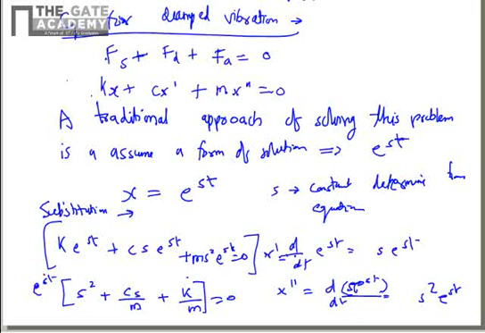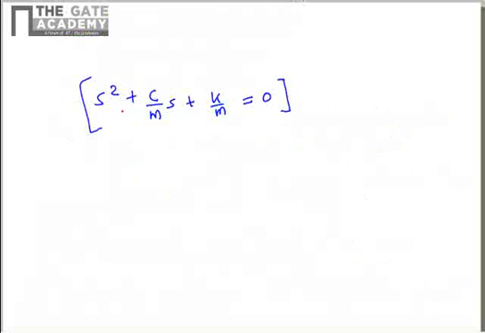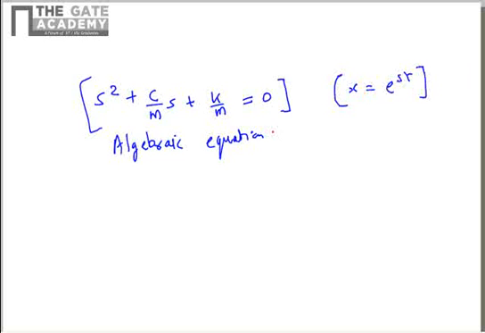Now e to power st can't be 0 because this is a displacement in time, and we are solving for a general time, not for a specific time like the mean equilibrium position when the displacement is 0. So this thing can't be equal to 0, so the other factor will have to be equal to 0. So here we get an algebraic equation instead of a differential equation by substitution of x equal to e to power st, and now our task is to determine the value of s.